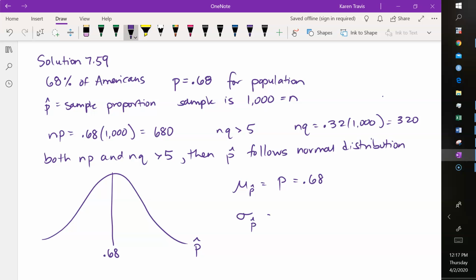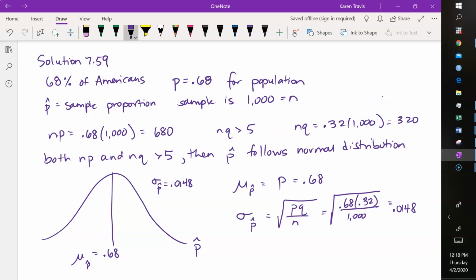The standard deviation for the sampling distribution of P hat is the square root of P times Q over N. So we need the square root of 0.68 times 0.32 all over 1,000. And that turns out to be 0.0148. So the standard deviation is 0.0148. It's a normal shape, and the mean is 0.68.